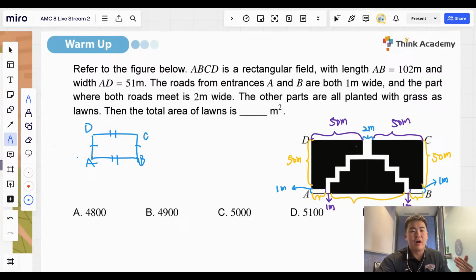So now we have a new length. The area of the rectangle, I will still call it ABCD, will be its width, which is BC, times the length, which is CD. That's basically 50 times 100. So the product is 5,000. We should choose option C, and 5,000 is our final answer.